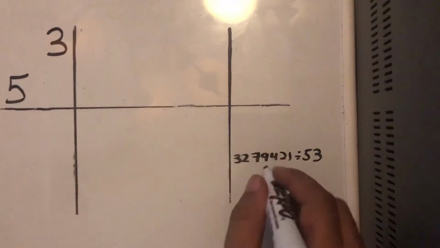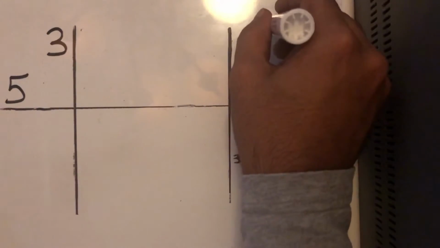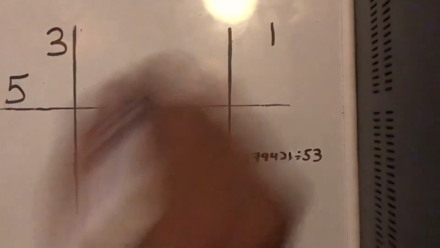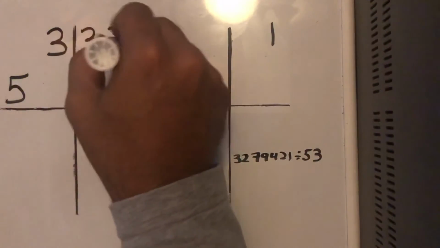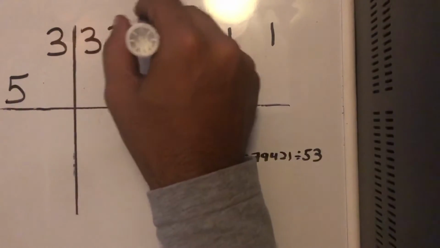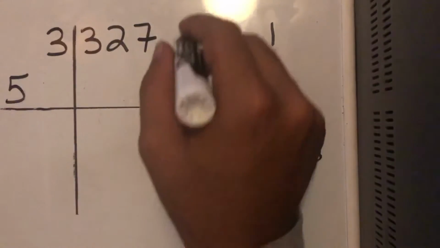And then I'm going to put all my dividend figures except for the number 1 over here. One flag digit, one digit over there. This is going to be my remainder. So now I have 3, 2, 7, 9, 4, 2.